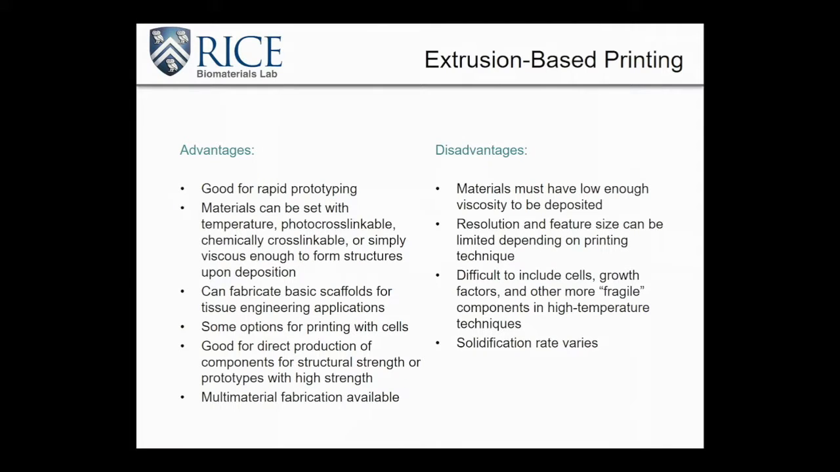The disadvantages, of course, are that materials still have to have low enough viscosity to be deposited, and likely you're going to be working with materials that do have some kind of shear thinning effect. So the viscosity changes as the shear rate changes on our materials. The resolution and feature size of extrusion printing is often limited, and like I said before, we're looking at fibers that are generally no smaller than 100 microns in diameter. So you have to be willing to sacrifice a lot in the way of that microscale architecture design if you're using extrusion printing by itself.